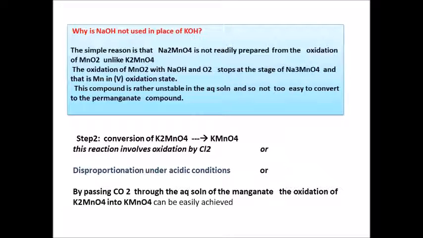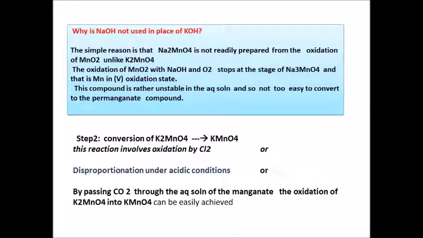Now, a question comes to our mind: why is NaOH not used in place of KOH? The simple reason is that Na2MnO4 is not readily prepared from the oxidation of MnO2, unlike K2MnO4. So it is a slow process. Second, the oxidation of MnO2 with NaOH and oxygen stops at Na3MnO4, that is Mn in the +5 oxidation state, something we do not want. This compound is rather unstable in aqueous solution and so not too easy to convert to the permanganate compound.